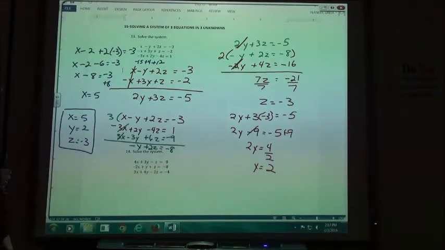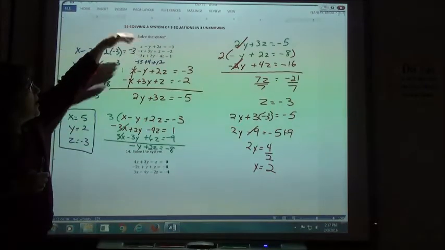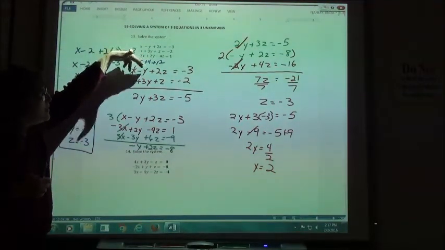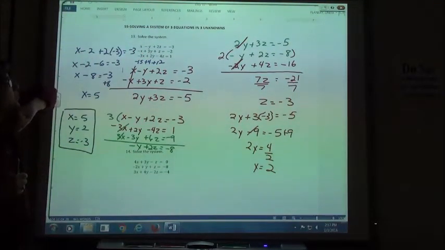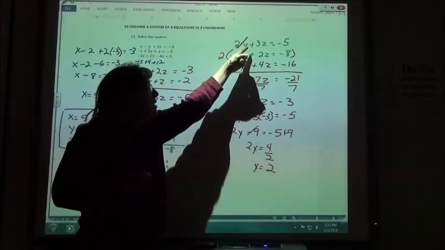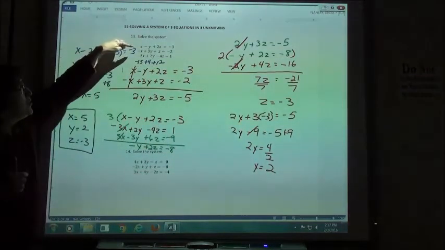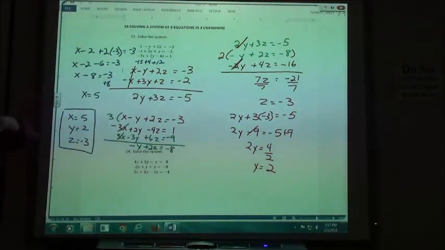So use two of your equations together, and then use two other equations together. One of them obviously you have to repeat. Eliminate the same variable. Then you have two equations with two variables that you can solve. Then go back to your original equations, find your missing variable, and then check your answer.